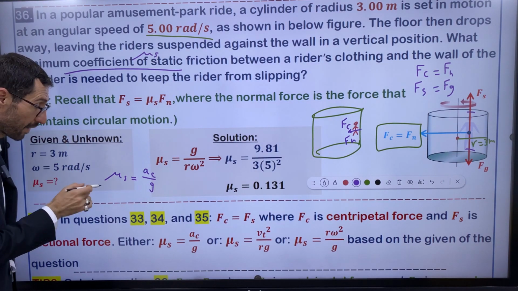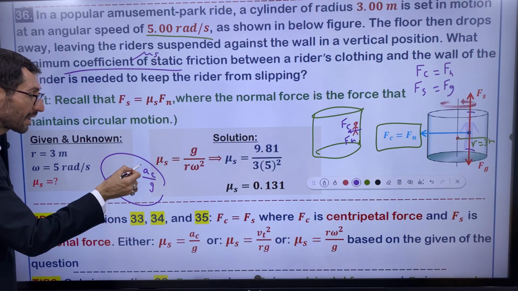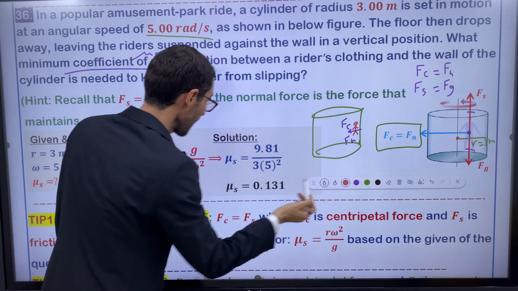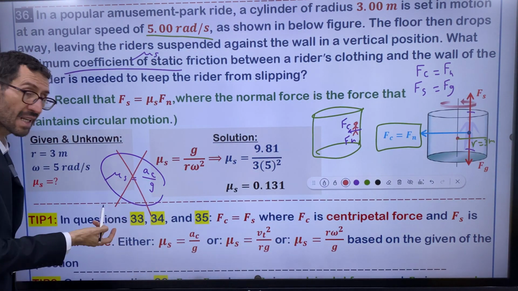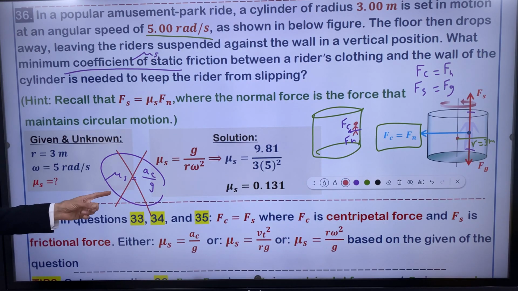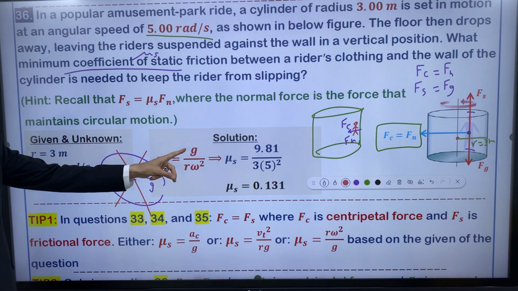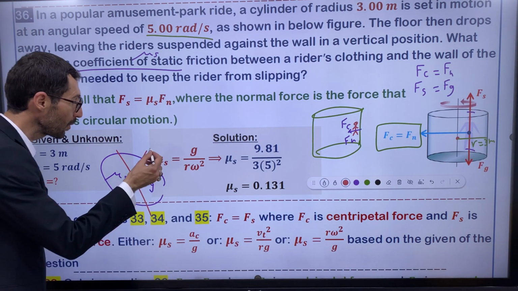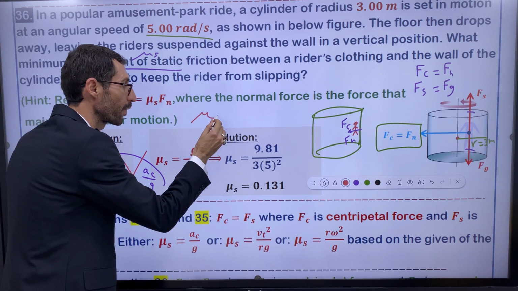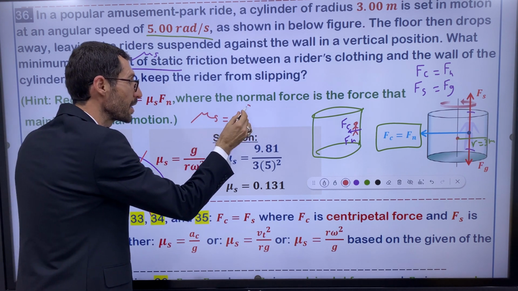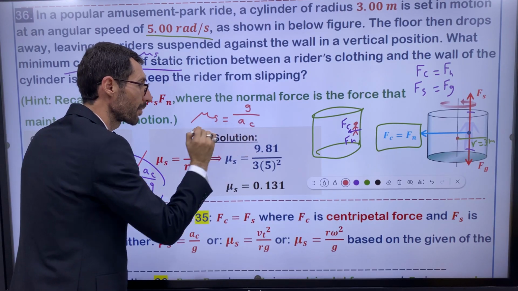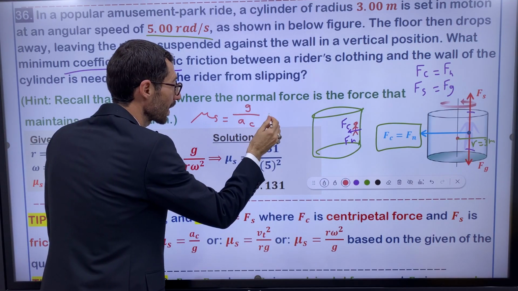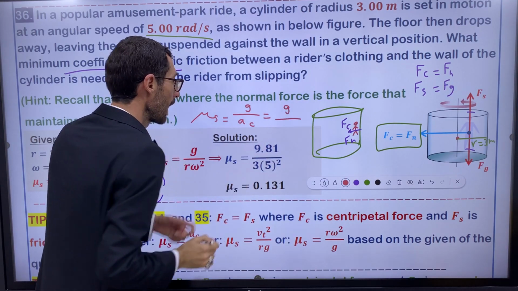In question 33, this rule does not work. This rule doesn't work for question 36. You have to invert it. How do you invert it? G becomes the numerator, and AC goes down. So mu s becomes what? Let me prove it for you. Mu s becomes G over AC. So I can say G over AC.